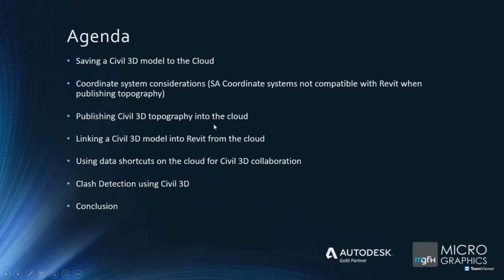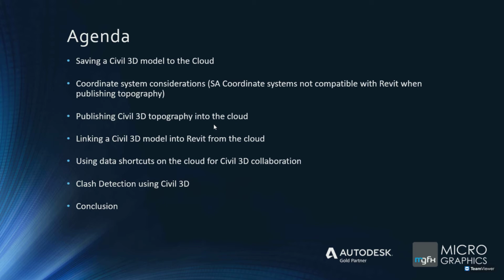Publishing Civil 3D topography onto the cloud, that's a relatively simple exercise. Due to time constraints and because the files do take some time to process, I will be demonstrating some of the capability of the software by virtue of an example, and you can see how that works. Then linking a Civil 3D model into Revit from the cloud. Strictly speaking, that isn't something that is done automatically. Revit doesn't understand how to interpret Civil 3D surfaces or alignments and so on, but there are ways that we can manage that, and we'll have a look at that.